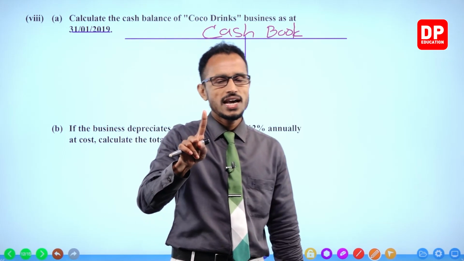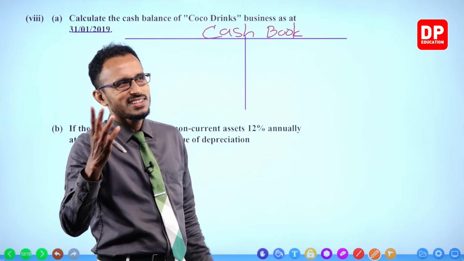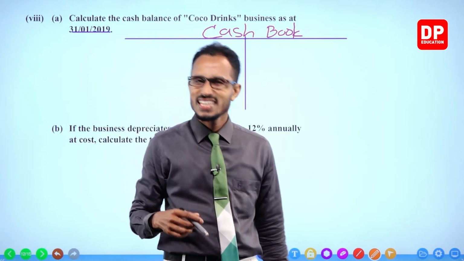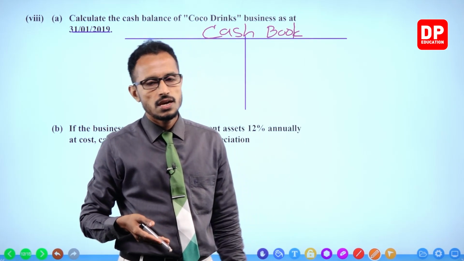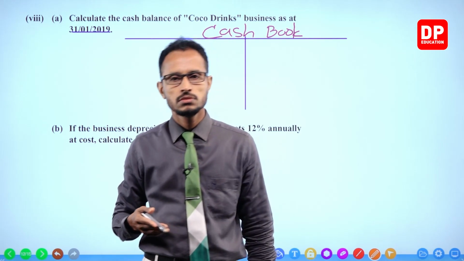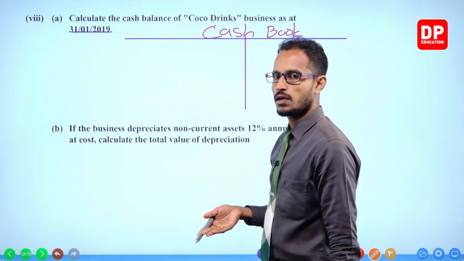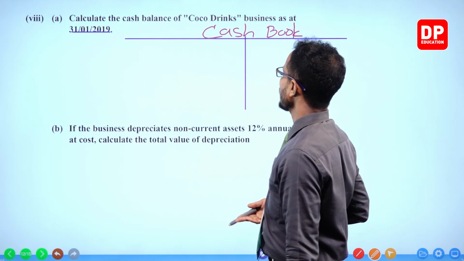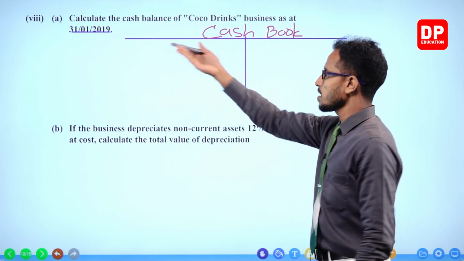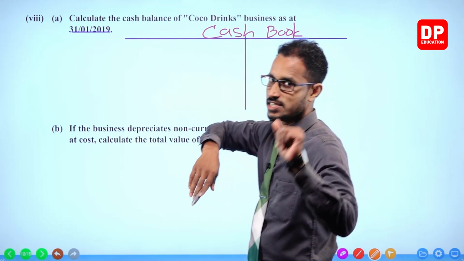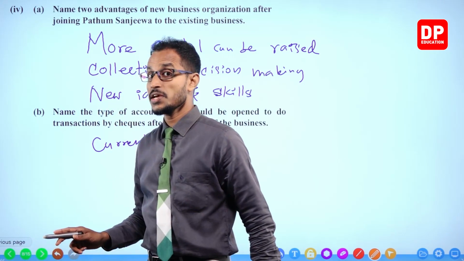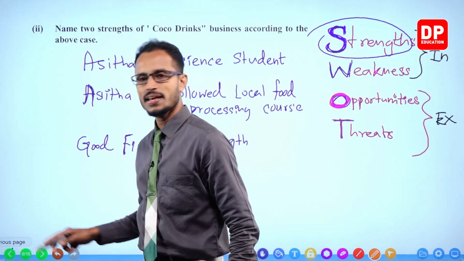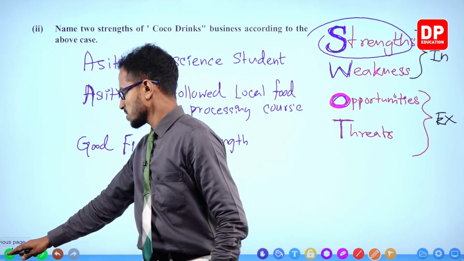In the first question, guys, if the question is asking to calculate the cash balance at the end of a month, prepare a simple T account, cash account. It's like this. Now the cash balance of Cocoa Drinks as at 31st January. The 1st January balance should be noticed, the 1st January opening balance of cash.